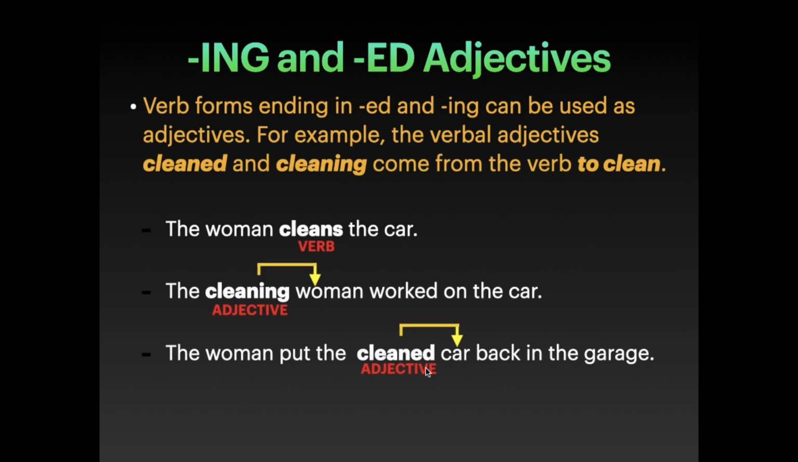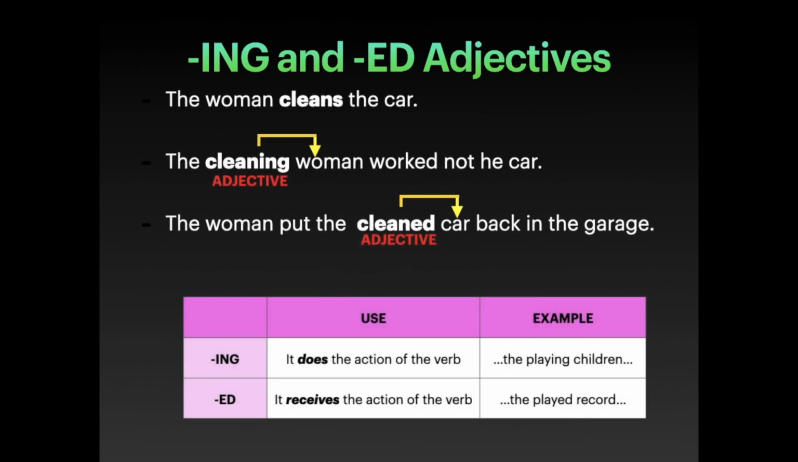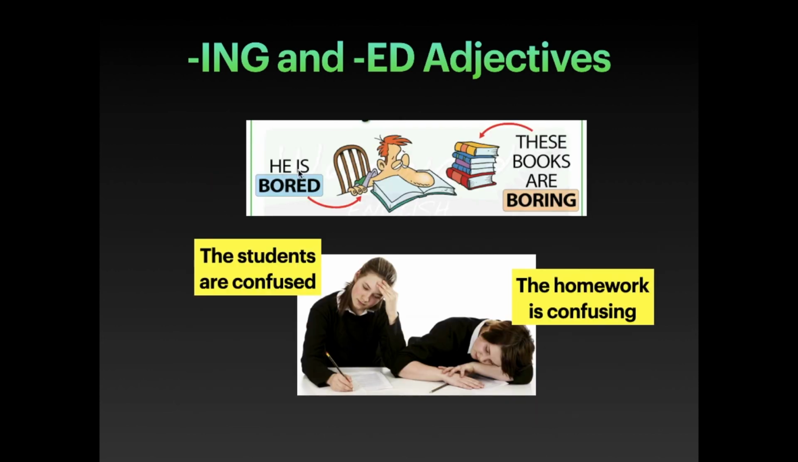So, we use the ing when it does the action of the verb. The playing children, los niños están haciendo la acción de jugar, right? And we use ed when it receives the action of the verb. The played record. El disco está recibiendo la acción de ser tocado, right? He is bored. The books are boring. Los libros hacen la acción de aburrirlo y él recibe la acción, right?